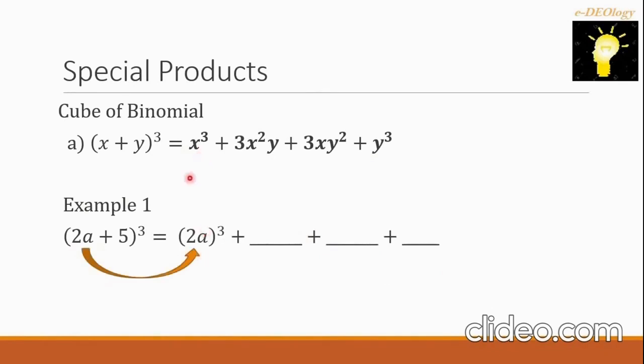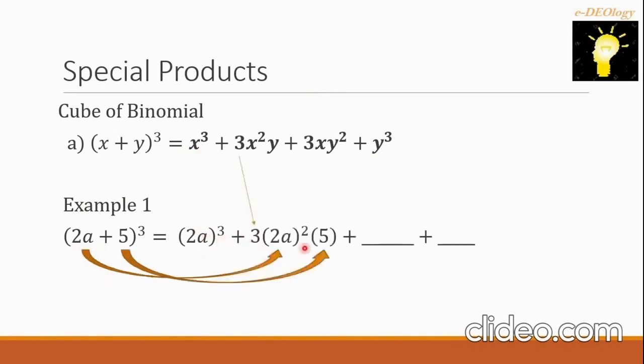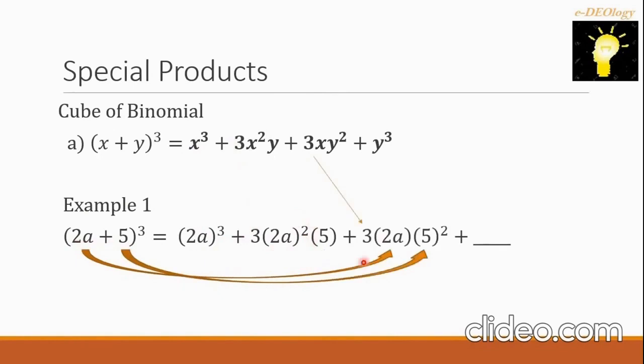So the first blank is the first term 2a, we will raise into 3. Then the second term will be the constant 3. And then I'm going to copy these two terms, 2a and 5, but the 2a must be squared. The third term, again the constant 3 will be there. I am copying these two terms, but this time the number 5 will be squared.